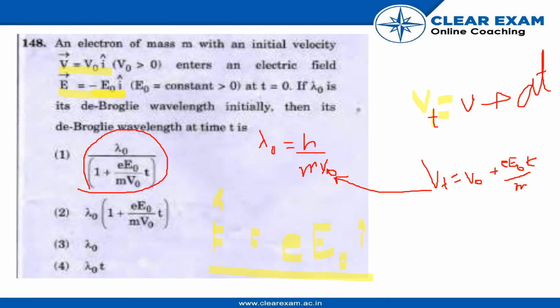So let's see what's the correct answer. When we find the value for lambda t, lambda t is equal to this. So the correct answer, we will see what's the correct answer. Yeah, the correct answer is option 1, which is lambda t equal to the given expression.